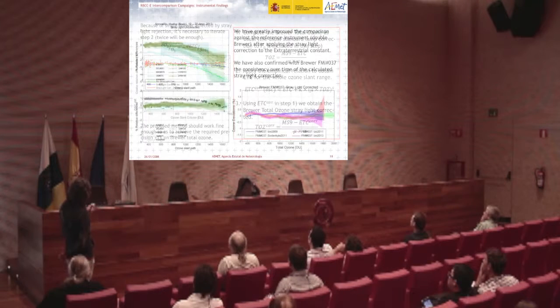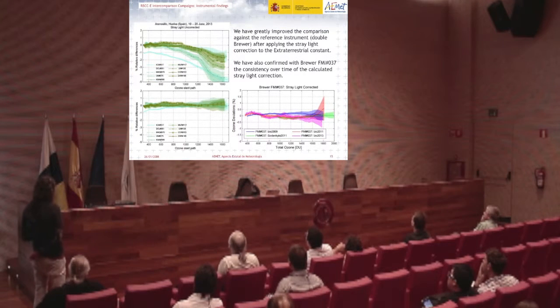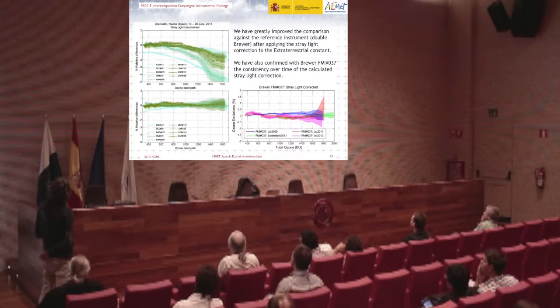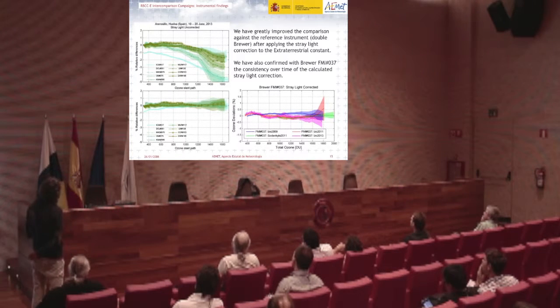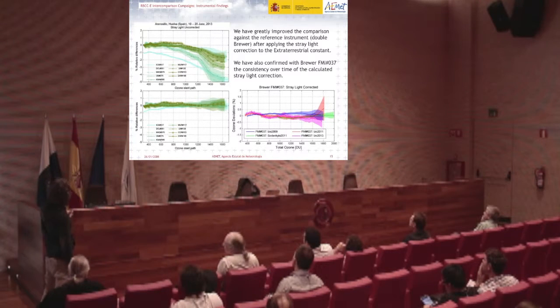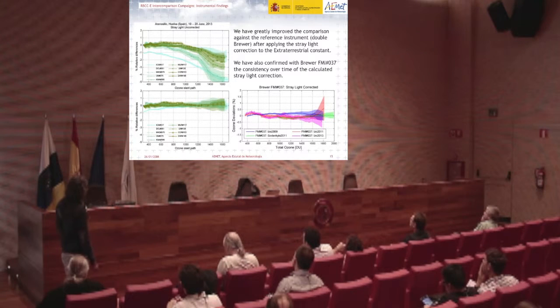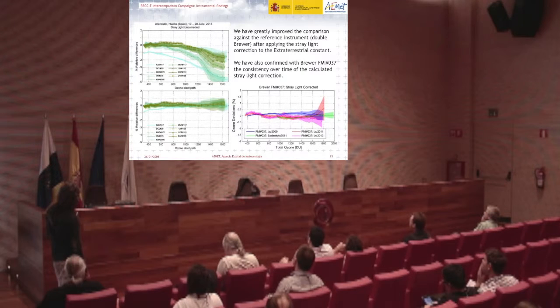We have tested this method in the last intercomparison campaign in El Arenosillo 2013, and we have observed very good results. We can see here the comparison of each single Brewer participating in the campaign against the reference 23083. This is before applying the stray light correction, and this is after applying the stray light correction.